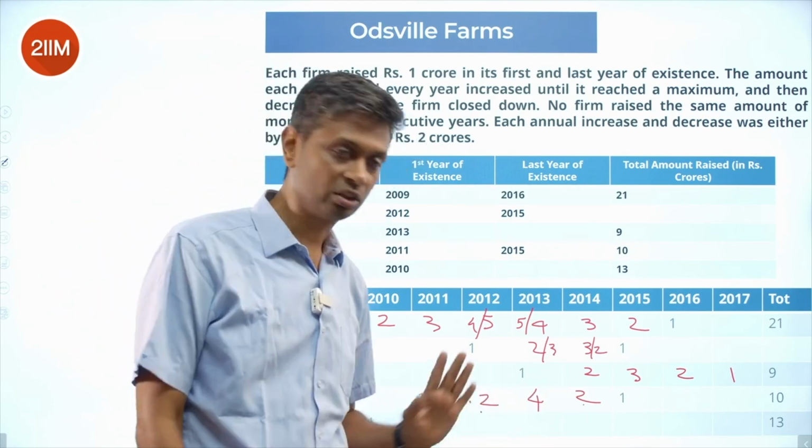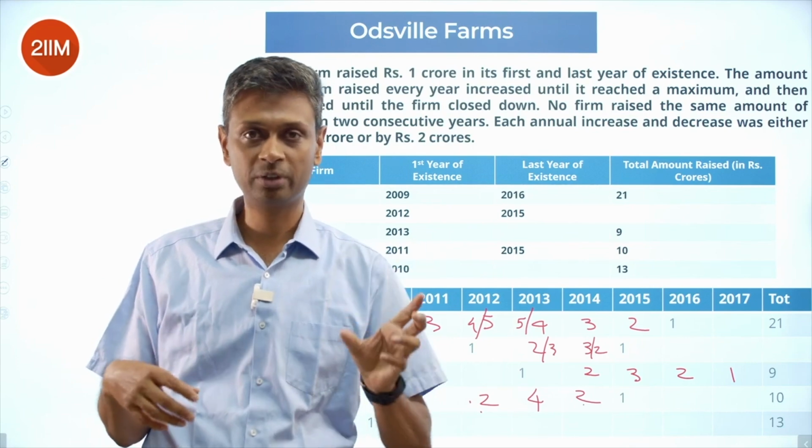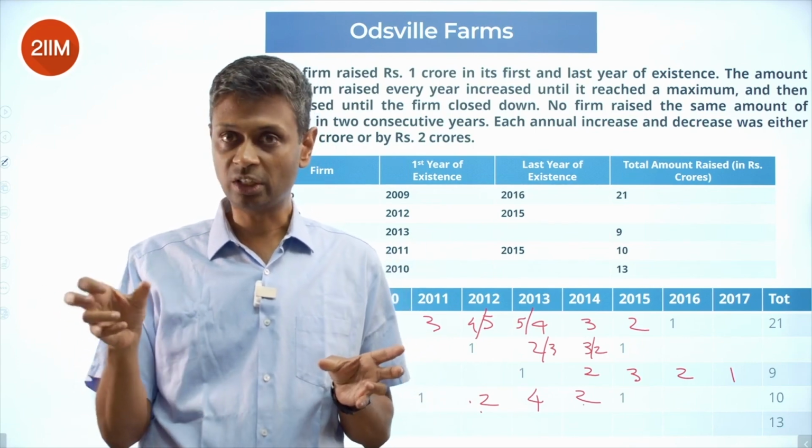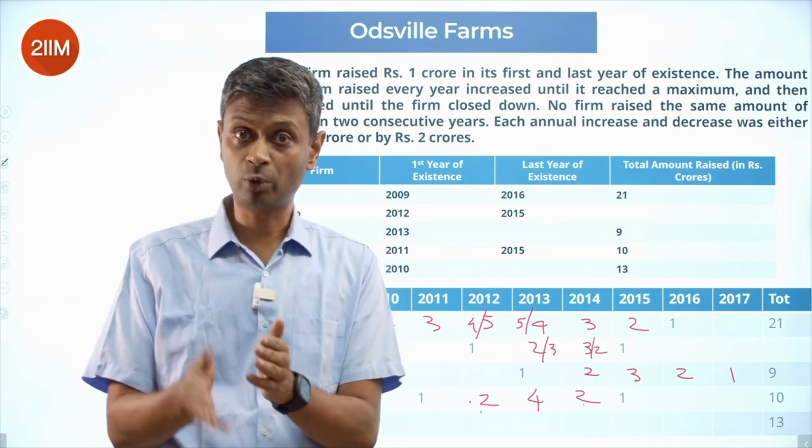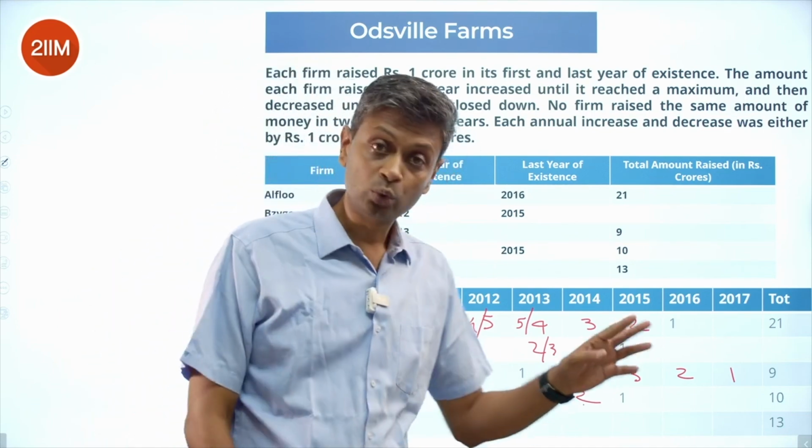So I cannot change this or this. I cannot start with 1, 3. I cannot end with 1, 3. If I start with 1, 3, that is 4. If I end with 1, 2 also, that is plus 3, 7. Middle number has to be 3. That's not possible. So it is 1, 2, 4, 2, 1.